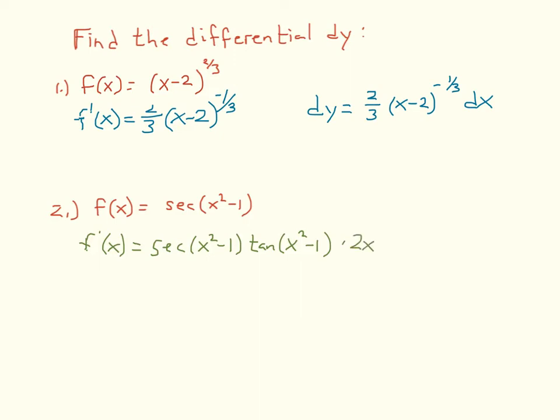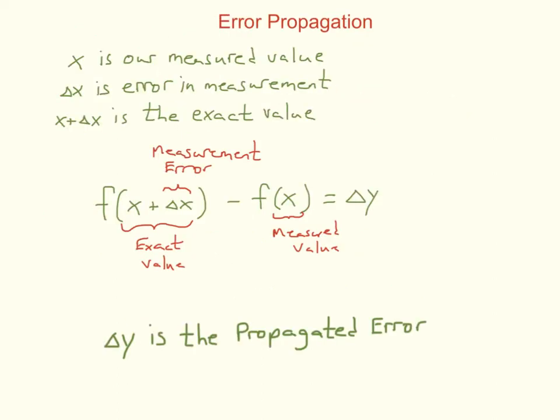So in this case, our differential dy is going to equal 2x times the secant of x squared minus 1 times the tangent of x squared minus 1 times dx. So that's what you should have come up with for the differential for number 2. The next one is error propagation.